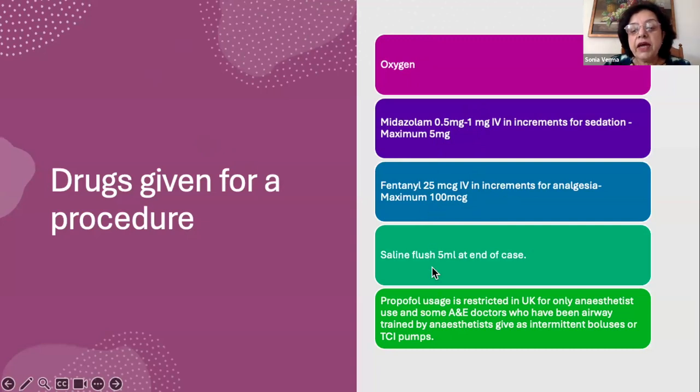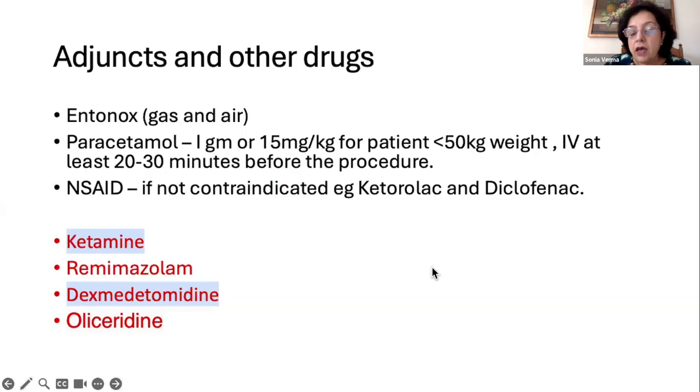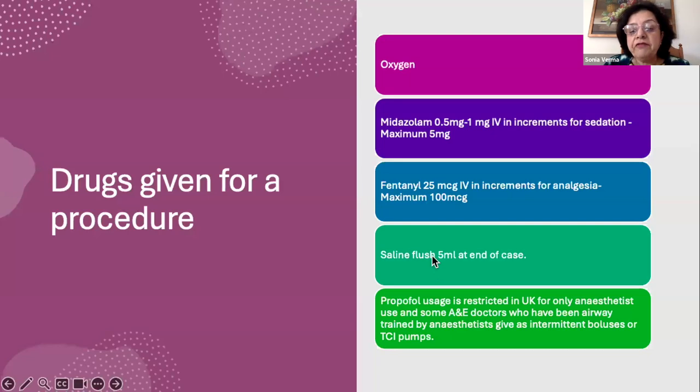A saline flush should be done at the end of each case, as in one of the cases we found that the flush was done in the recovery area and the patient got sedated. It was a very elderly, frail patient. Propofol usage is restricted in the UK only to anesthetists and some A&E doctors who have been trained by anesthetists to give it as intermittent boluses or in a TCI pump.